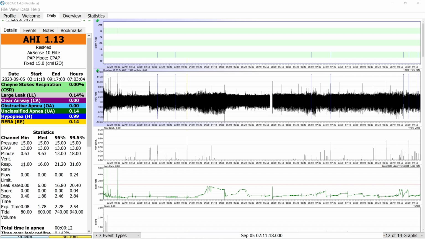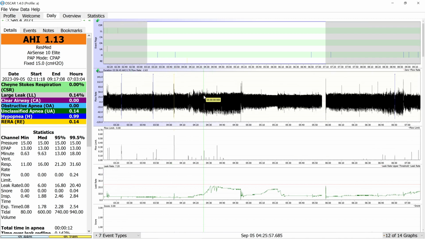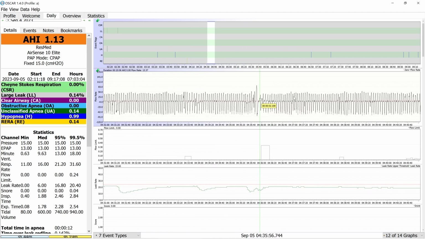Respiratory rate, how many times you're breathing per minute. So 11 is the minimum, 16 median. Flow limit. So flow limit is this graph right here. It's an effort to basically index or quantify the degree that flow is limited. So what it's talking about is actually this graph here.